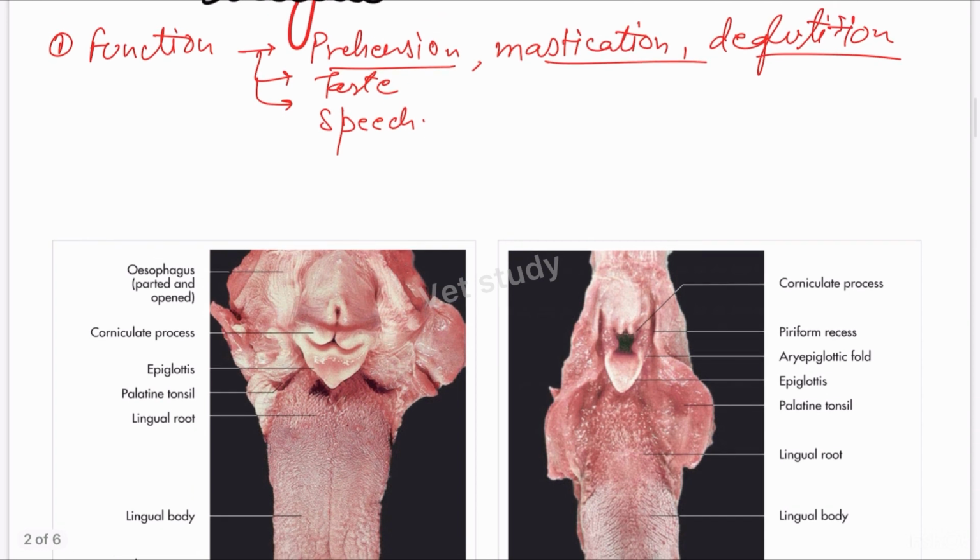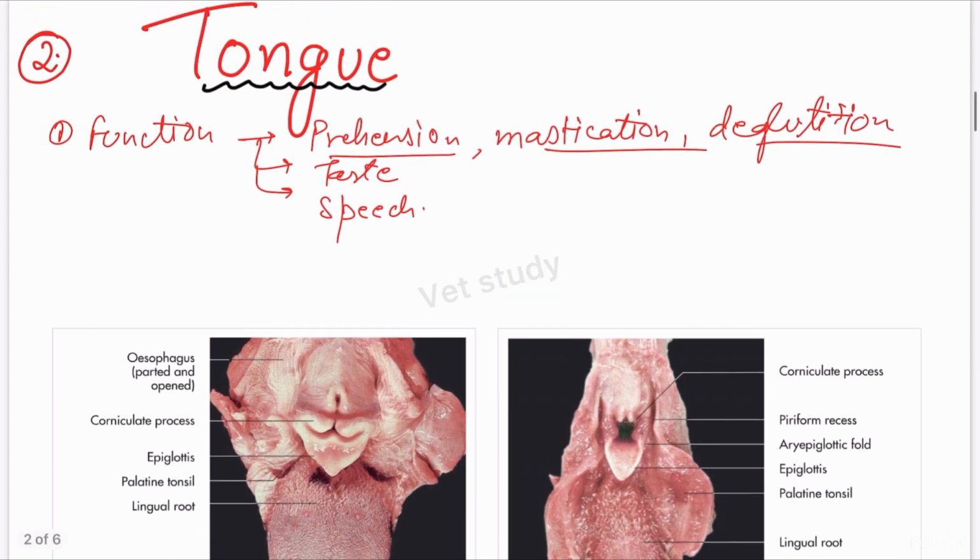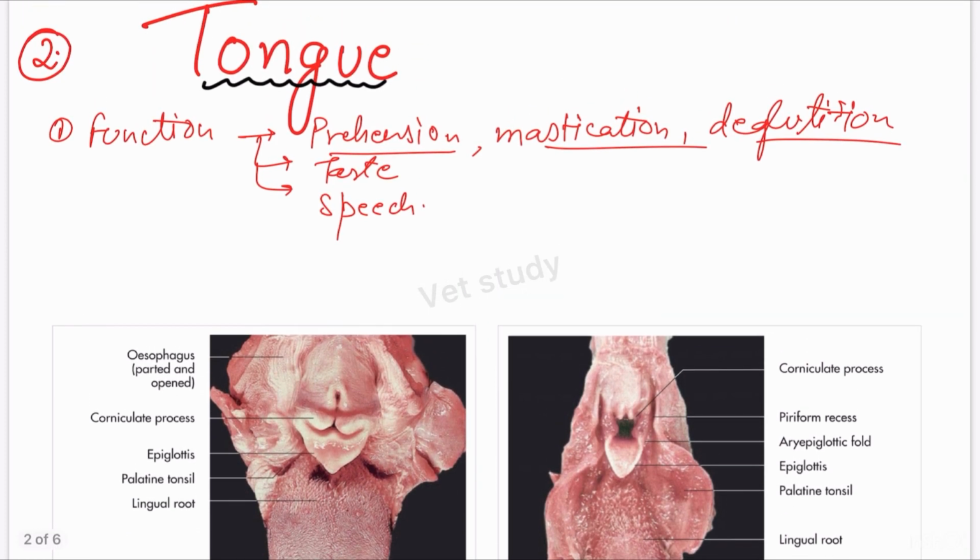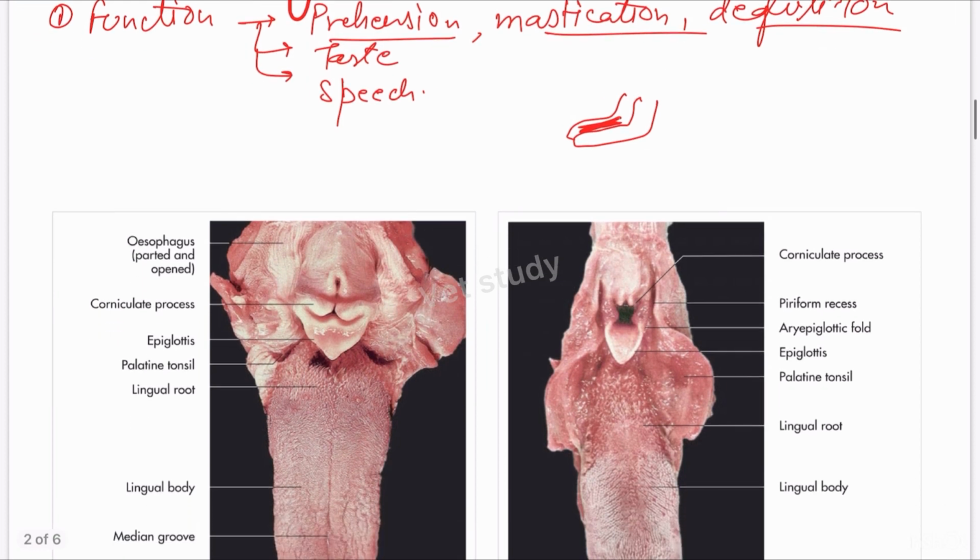Now this is the function. Now let's talk about the position where this organ is situated. This organ is situated at the floor of the mouth, as we all know, between the two rami of the lower jaw. I think you all know the rami of the mandible. If we look at the mandible, this is one ramus, and this is the other ramus, right? So this is the position of the tongue, between the rami of the mandible.